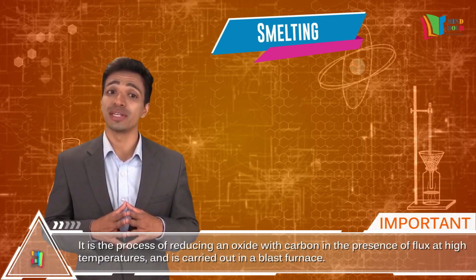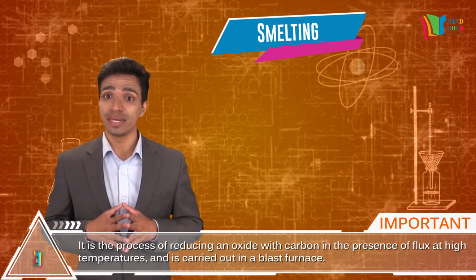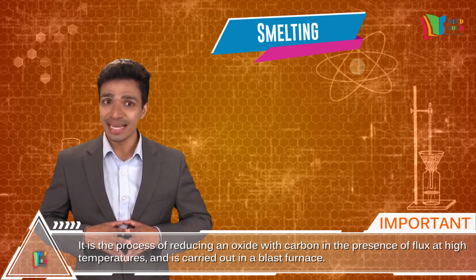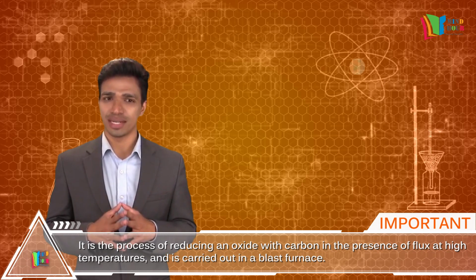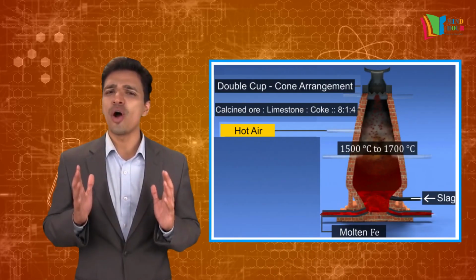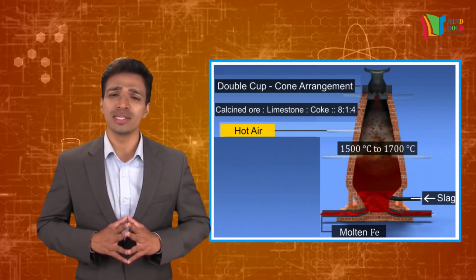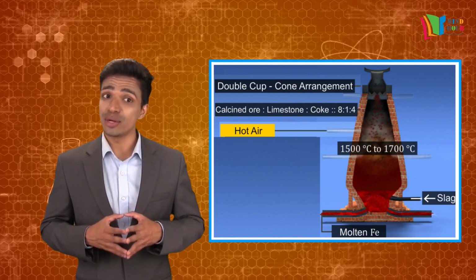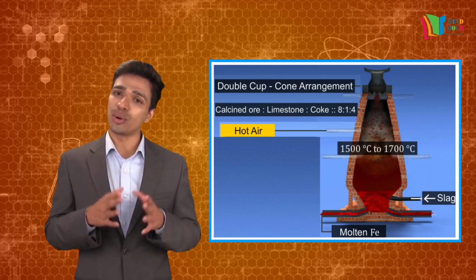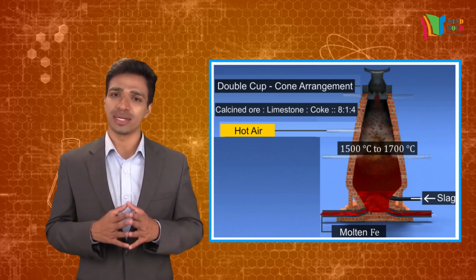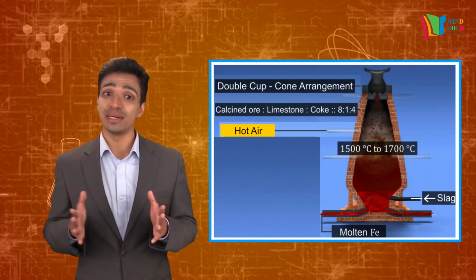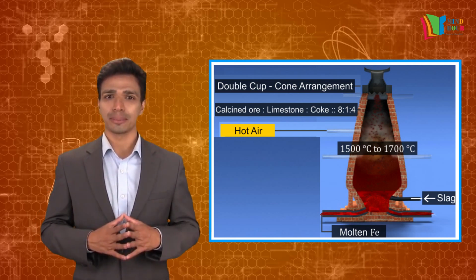Smelting is a process of reducing an oxide with carbon in the presence of flux at a high temperature. Smelting is carried out in a blast furnace. A blast of hot air is blown into the furnace through water-cooled nozzles. The charge, which is calcined ore mixed with limestone and coke, is fed into the blast furnace. The ore gets reduced by coke to metallic iron, which deposits at the bottom.